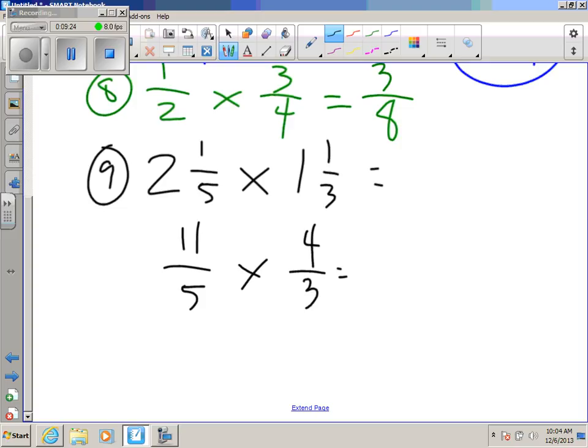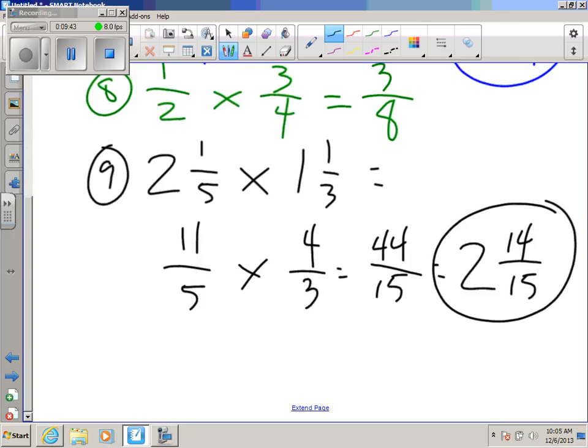Not so much. 11 times 4 is 44. 5 times 3 is 15. 15 into 44, Trinity? 2 gives me 30. 3 gives me 45. That's too many. So 14 are going to be left. 14 over 15. I know. I'm just explaining it for everyone else. I'm not saying you're wrong. Calm down.